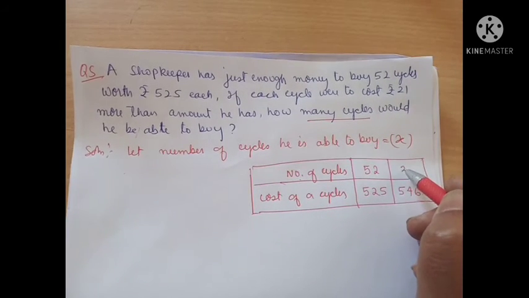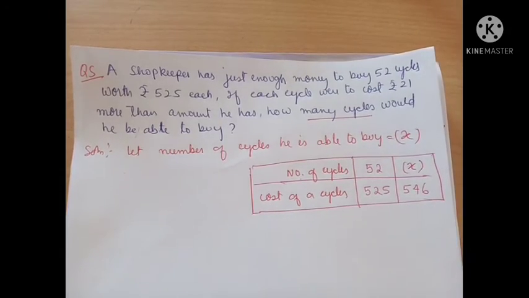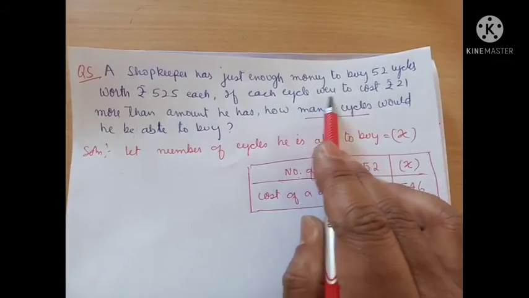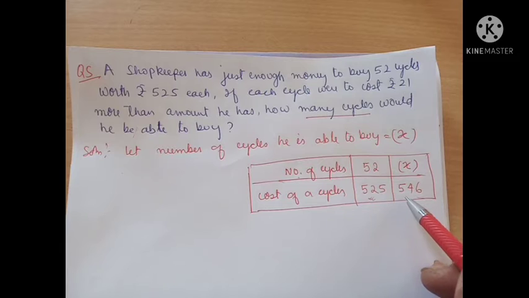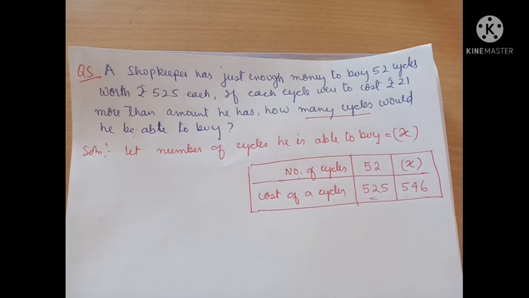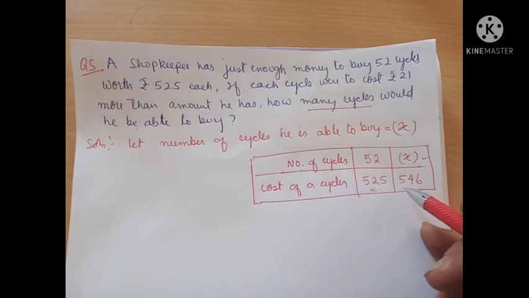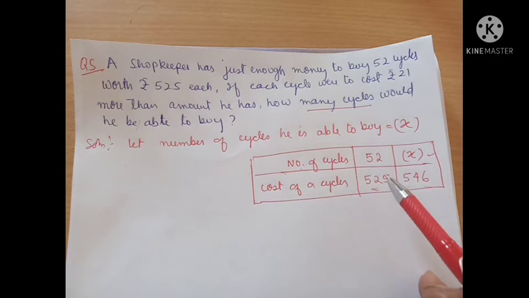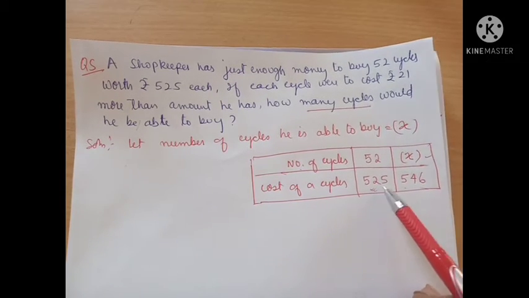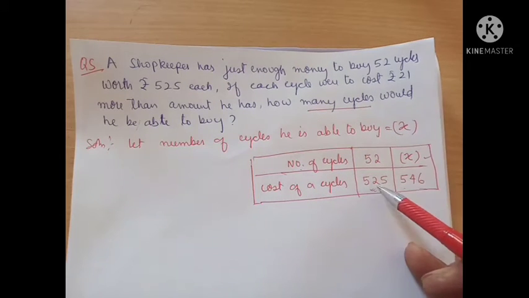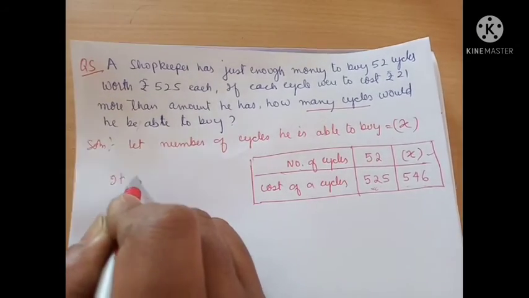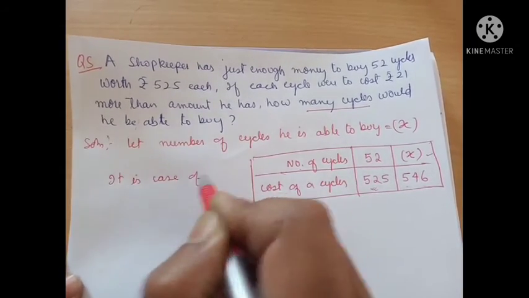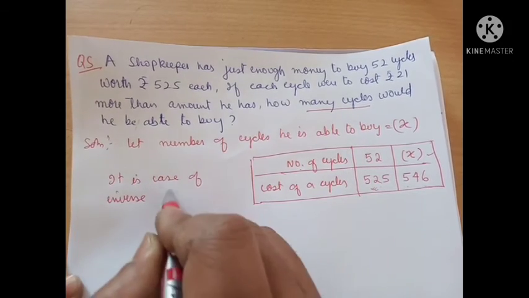Then how many cycles can he buy? We are going to find out here. How does this come? Because if each cycle were to cost rupees 21 more than the original amount, then it comes to 546. If it is 546, then how many cycles can he buy? We are going to find out the number of cycles for 546. Here, if the cost is more, then the number of cycles will be less. So therefore it is a case of inverse variation.